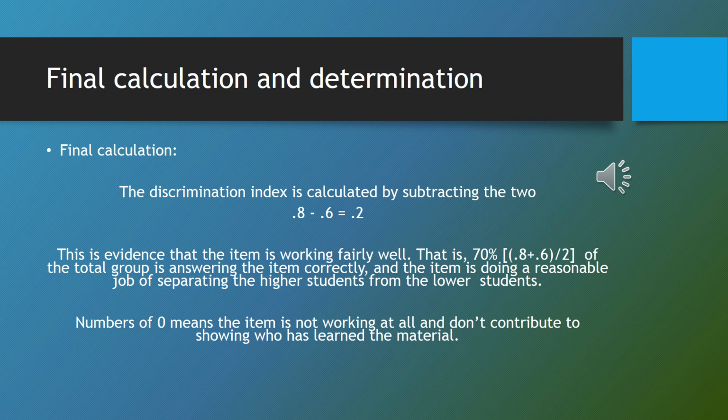If you got a 0, that means the item is not working at all and doesn't contribute at all to showing who's learned the material. So you should revise that question or toss it. The next thing from here is to look at those students who missed this question, and if you wrote it well, you can see where their misconceptions are, where their not understanding is. And then you can even group questions together. So if there's similar questions that they all got wrong, that will give you information about your teaching.